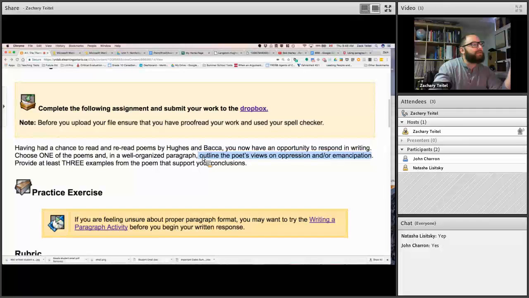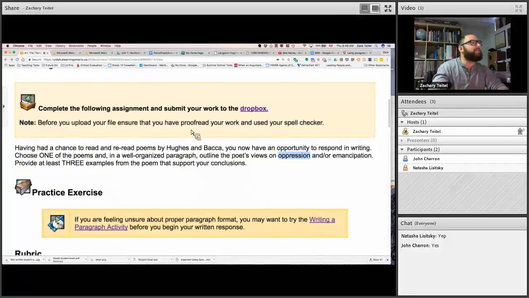Because what this is actually asking us to do is decide, as critical readers, what we see as the poet's view on oppression and or emancipation. Now, I'm going to give you a bit of a tip here. You could write about both. It says and or, right? Oppression and or emancipation. But it might make your job a bit easier if you pick one. You don't have to write about both. You can just pick one of those themes and analyze what you think the poet's view on that theme is, based on the content of their poem.